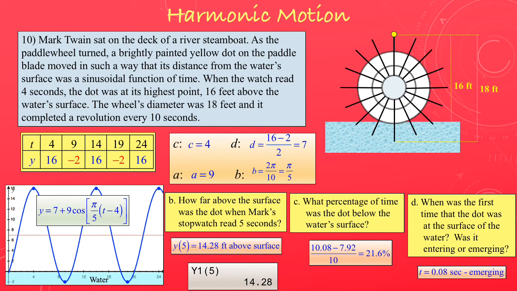D asks, when was the first time that the dot was at the surface of the water? Was it entering or emerging? If you look at the graph very carefully, you will find that at t equals 0, the y value is just barely negative. So at t equals 0.08 seconds, using the zero function on the calculator, we find that it is at the surface and it is emerging from the water.